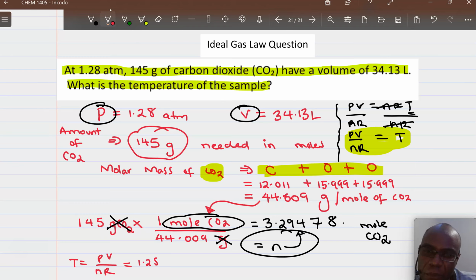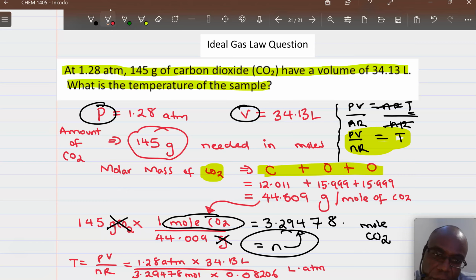Our P is 1.28 atm. Our V is 34.13 liters. Our N, we found it as 3.29478 moles. And then our R is 0.08206 liters atmosphere per mole per K. And that will help us to cancel out some things. Okay, so I believe atm cancels. Liter and liter will cancel. And then moles and moles should cancel. The only thing left is K. And that's going to be our final answer.